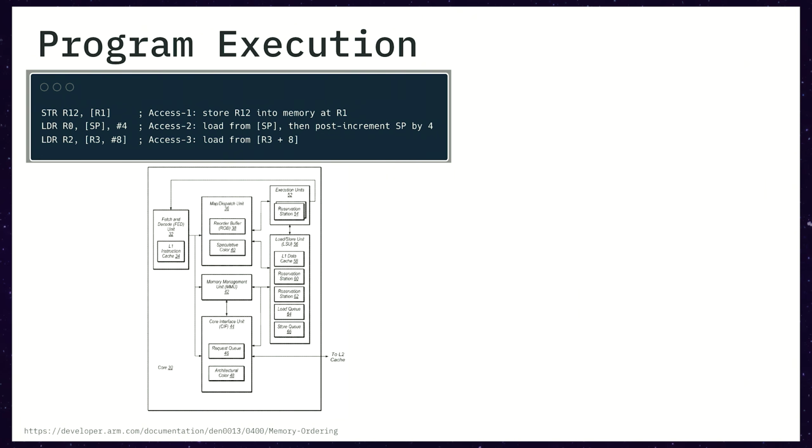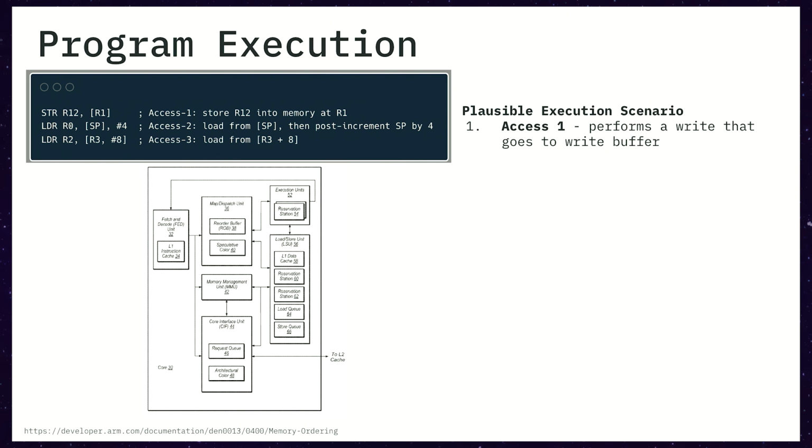All right, so let's look at an example of program execution. We still have that single core there. I got this off the ARM website, and I think it's a pretty good one that illustrates what's going on. Don't worry if you can't read ARM. We have 3 instructions, a store, a load, and a load, all tagged access 1, access 2, and access 3. The first one will attempt to store some data in a register into memory. The second one will attempt to load from the stack pointer and then post-increment by 4, and the third will read from some register. So one of the possible execution scenarios is that access 1 performs a write, but instead of pushing it all the way to main memory, we're going to keep it in a store buffer, right?